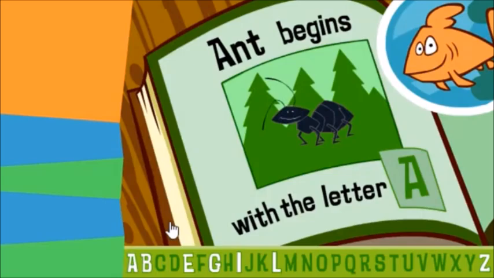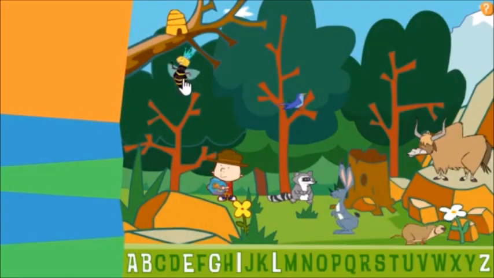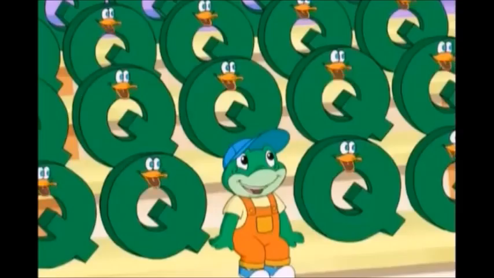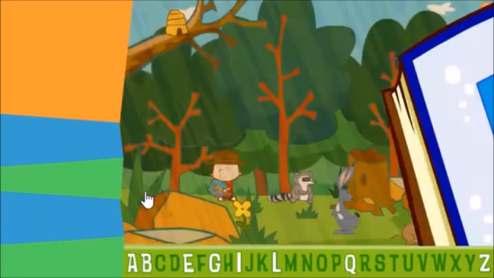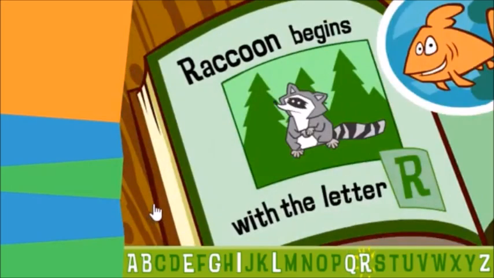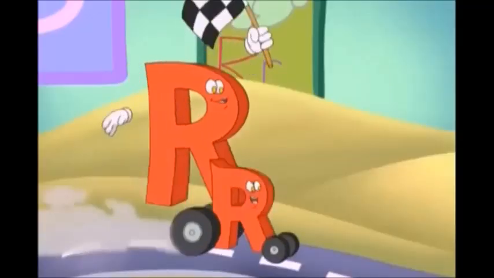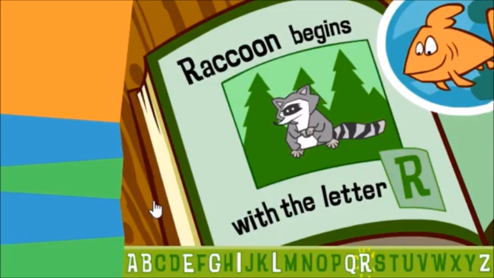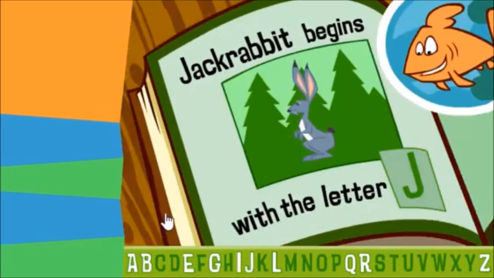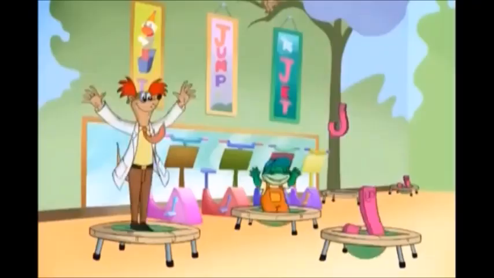Ant begins with the letter A. Queen bee begins with the letter Q. Raccoon begins with the letter R. Jackrabbit begins with the letter J.